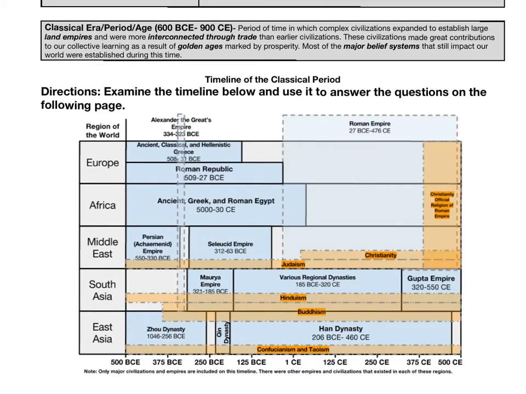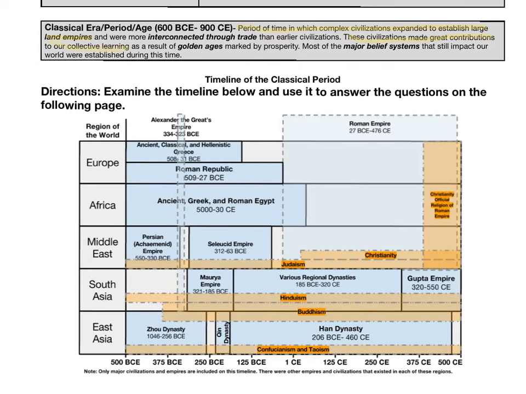Today we're going to be looking at a timeline of the classical period. Classical era, or classical period, or age, from 600 BCE to 900 CE: a period of time in which complex civilizations expanded to establish large land empires and were more interconnected through trade than earlier civilizations. These civilizations made great contributions to our collective learning as a result of golden ages marked by prosperity.